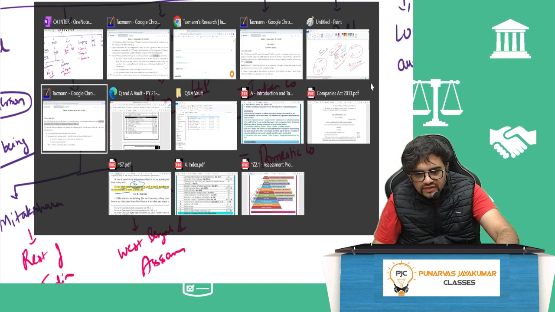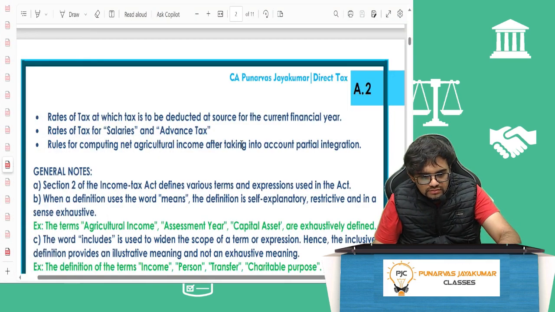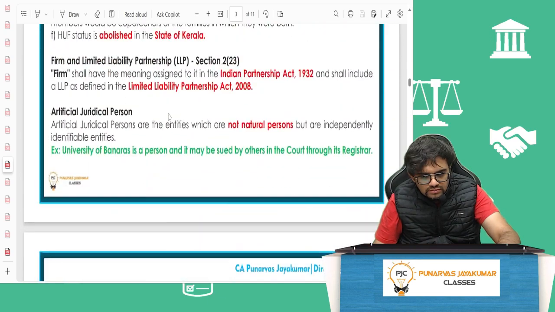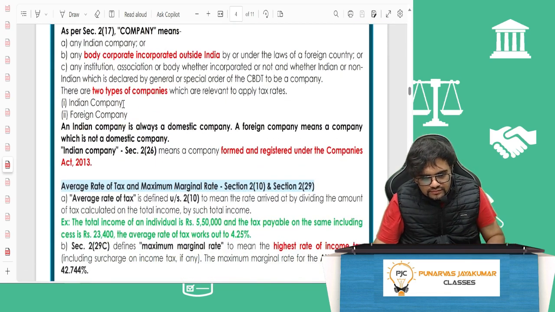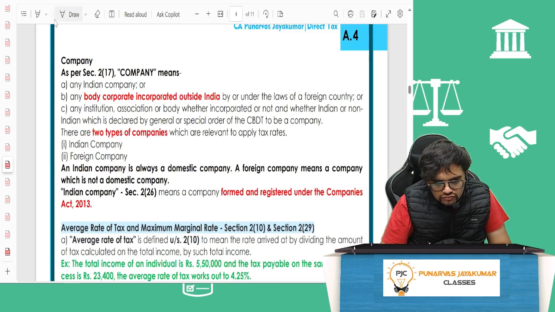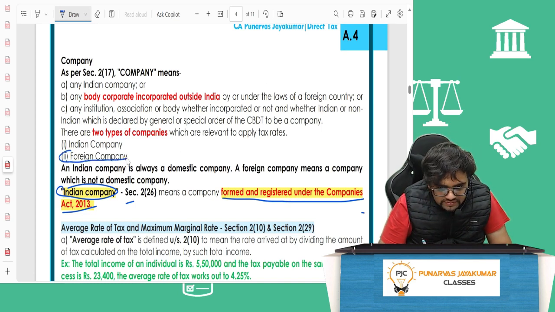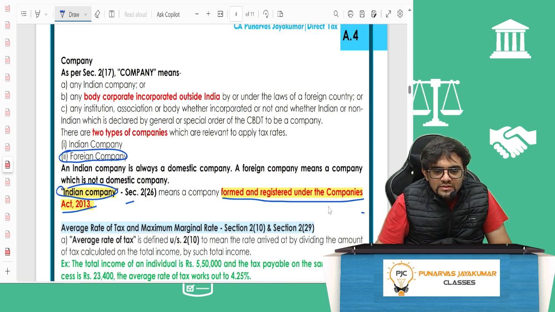So if you see our notes, here and there we'll check our notes also. Indian company means a company formed and registered under the Companies Act 2013. Yes, Harita, you're right. So, will Indian company include foreign company? No. Why? Indian company is a company which is registered only under the Companies Act. What about foreign company? That is why they have made a separate thing here, foreign company. This is as per Indian company.